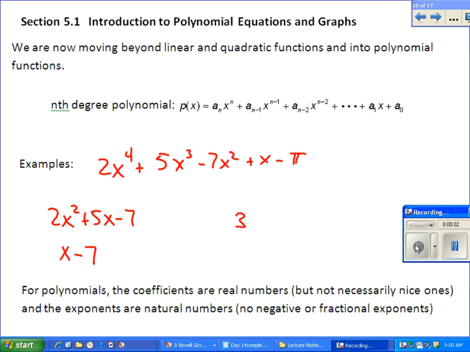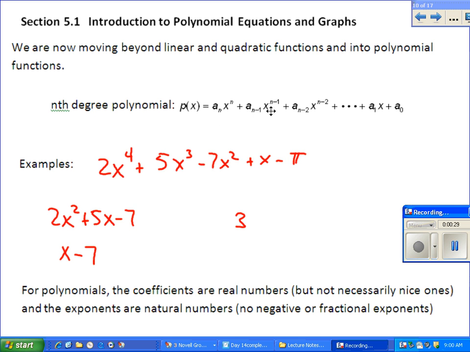Let's take a look at polynomial equations and the graphs and polynomial functions in general. So a polynomial is said to be an nth degree polynomial if n is the largest exponent on the polynomial. So here's a very abstract way of looking at a polynomial function. It looks a little scary. All these a sub n minus 1 are just the coefficients, so the numbers in front of the x.